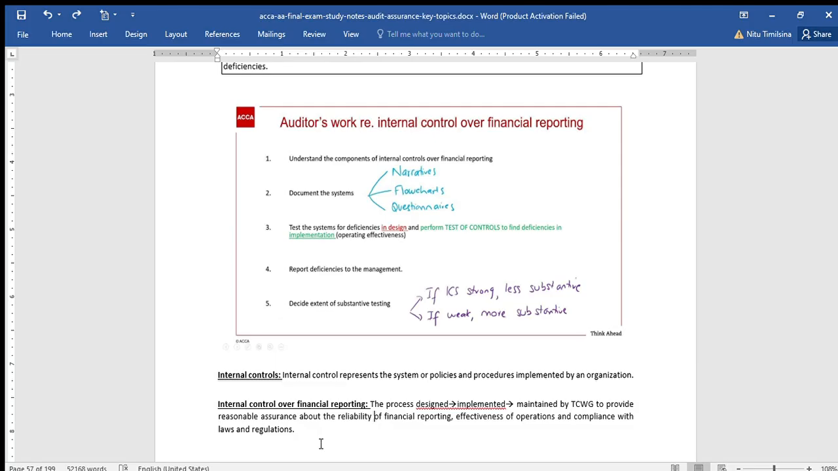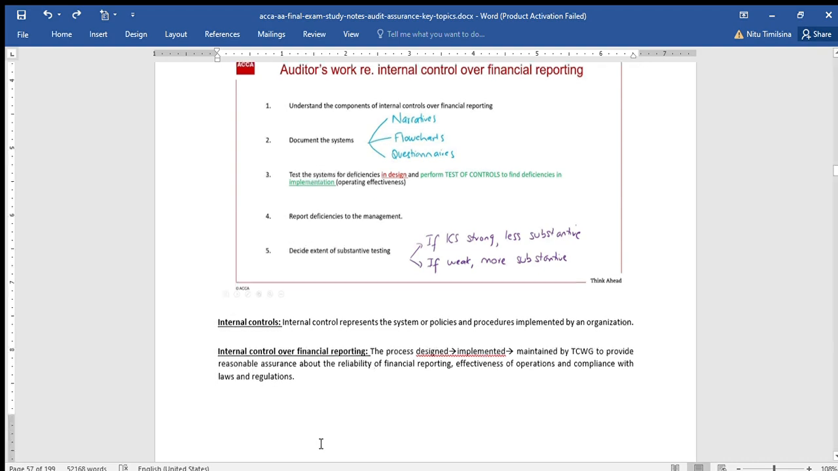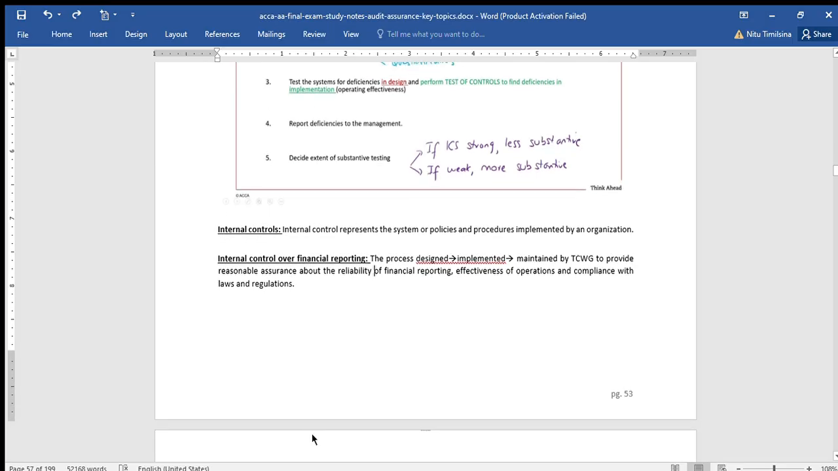So what is internal control? Internal control represents the system of policies and procedures implemented by an organization. Internal control over financial reporting is the process designed, implemented and maintained by TCWG to provide reasonable assurance about reliability of financial reporting, effectiveness of operations and compliance with laws and regulations.